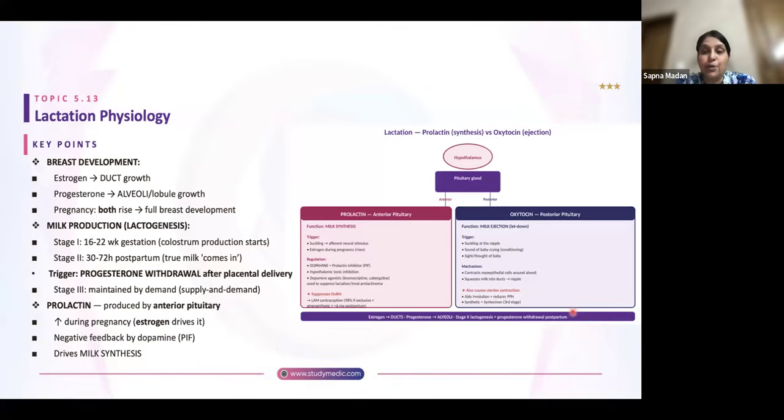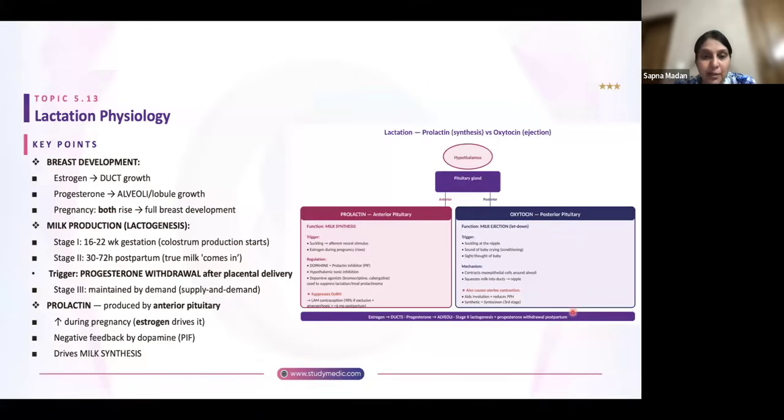So prolactin is produced from the anterior pituitary. Oxytocin is produced from the posterior pituitary. Function of prolactin is milk synthesis. Oxytocin is helping in milk let down or milk ejection. The trigger for prolactin is suckling, and the afferent neural stimulus will go and stimulate release of more prolactin. And estrogen during pregnancy will help the prolactin to increase.